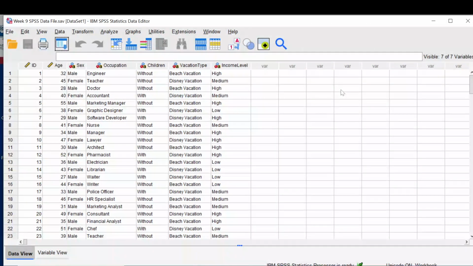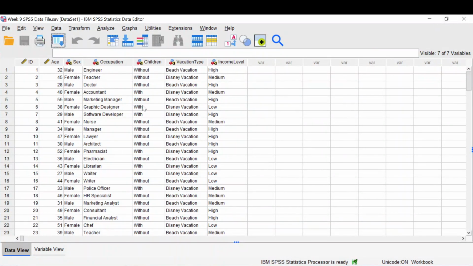In this case study, we are going to look at some categorical variables. So first of all, when you open your data set, here we have our SPSS data file relating to the survey that was conducted by Tourism Florida, the DMO for the state, trying to understand more about those who are taking different types of vacations and whether they have children or not.